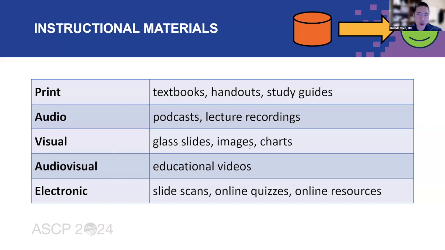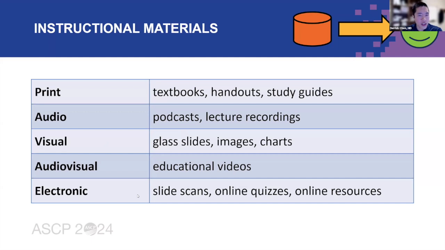Visual: in path, we're very visually oriented. So images, charts, glass slides, those are visual. And then combining those, lots of educational videos. Even this, if it's recorded, will be an audio-visual type of thing. And then finally, electronic. Electronic or digital is basically taking any of these formats and digitizing it.